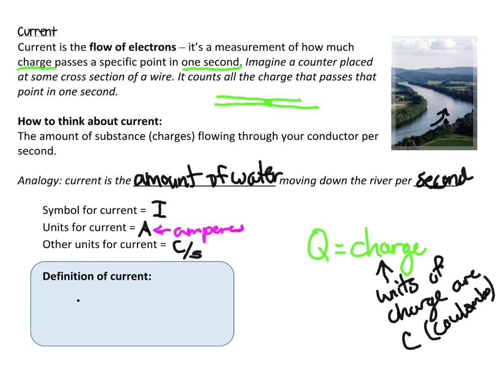Then that leads us nicely to our equation. The definition of current is that I, current, is the charge that passes a certain point in 1 second, so over some delta t that has gone by.